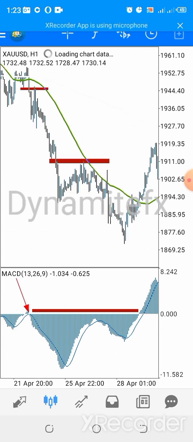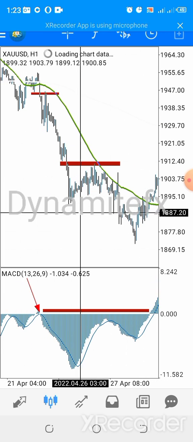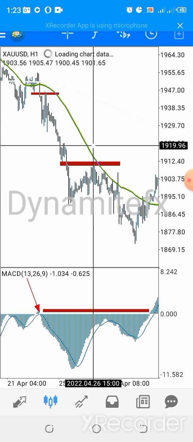So you can see those levels. This is an entry. This is another entry. Let's go.